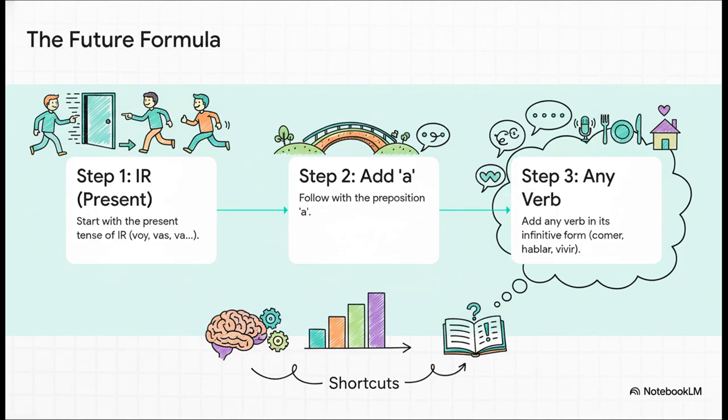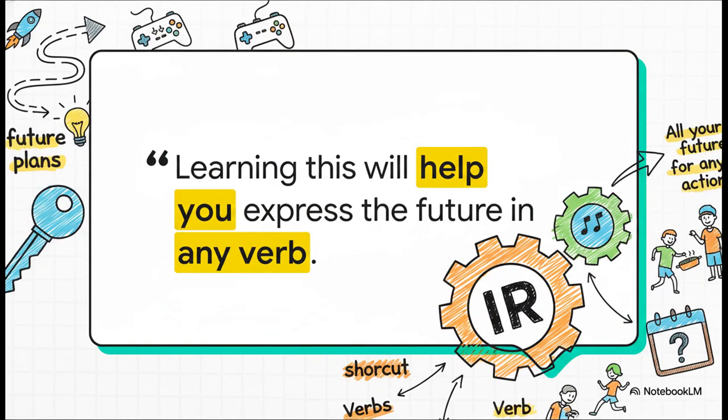First, you just take the present tense of ir, our verb to go, voy, vas, va. Then you add the little word a, and after that, you can add any verb you can possibly think of in its original infinitive form, to eat, to speak, to live. So, voy a comer, I'm going to eat. Vas a hablar, you are going to speak. It's that easy. This is the ultimate cheat code.